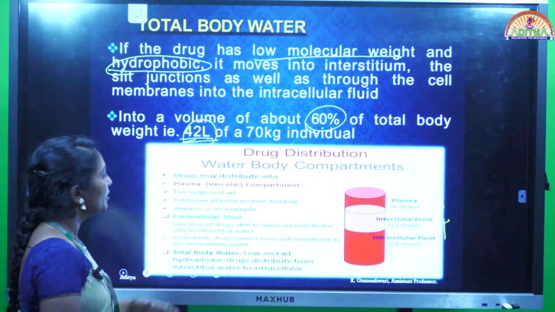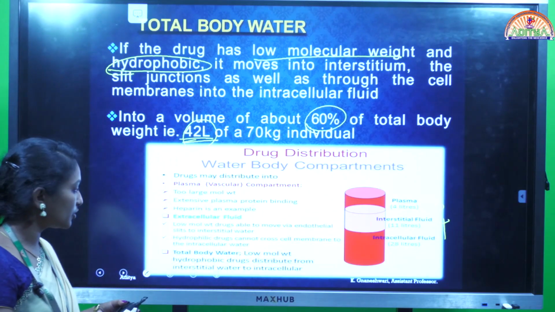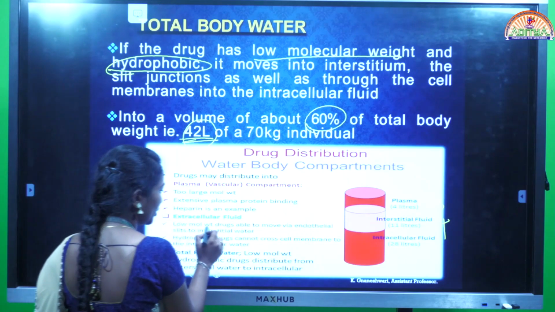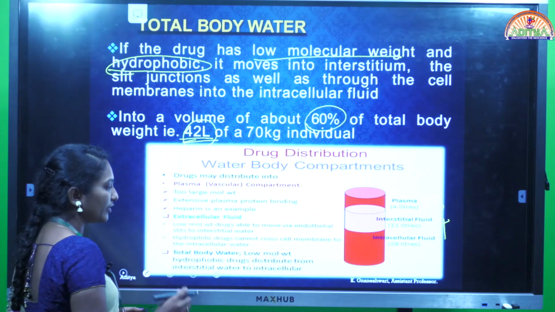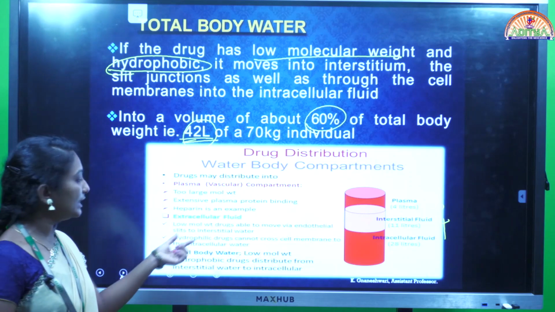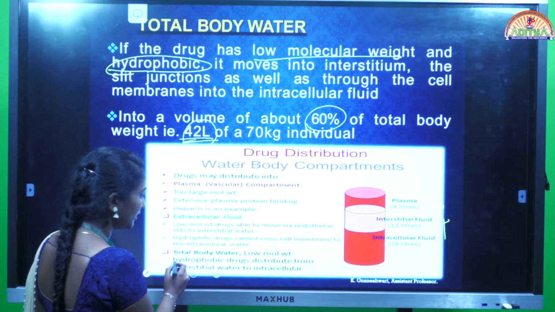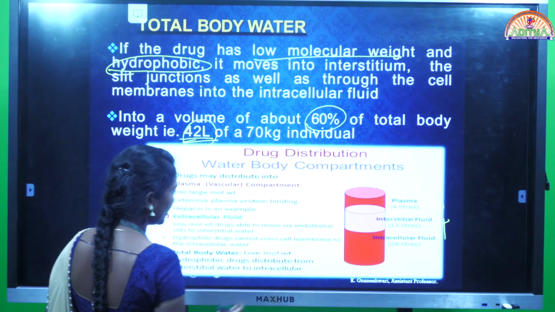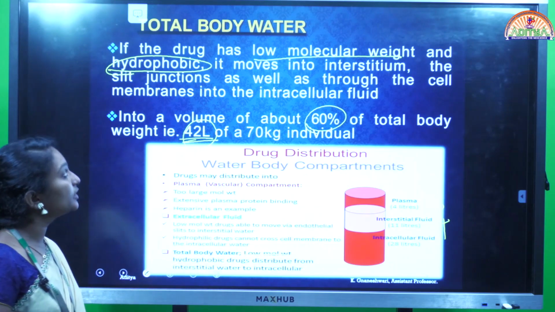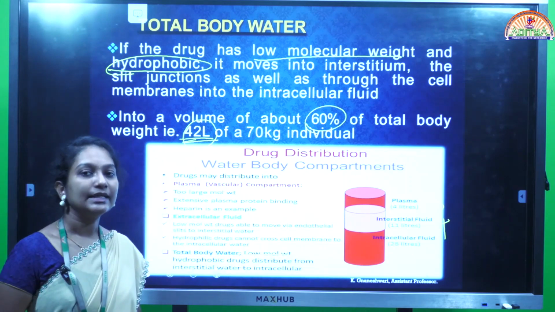So plasma is for drugs with a larger molecular weight. Next, the extracellular fluid is for drugs with low molecular weight that can move through the endothelial slit junctions or the interstitial water. And in the total body water, the same low molecular weight drugs which are hydrophobic in nature can get distributed.